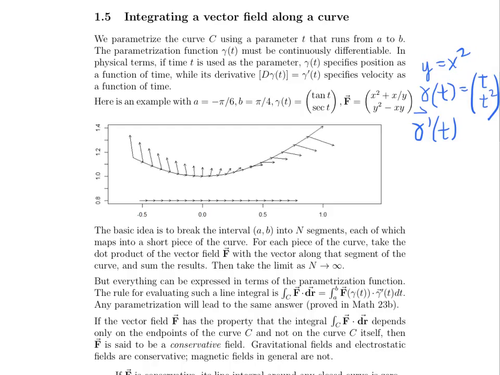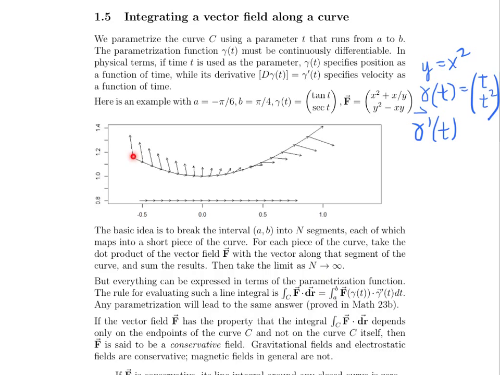Whatever the parameterization says x equals, we plug that into the vector field. Whatever the parameterization says y equals, we plug that in wherever we see a y in the vector field. So we do F composed with gamma of t, and then we dot it with dr, which is the direction of the path, because we've parameterized the path using gamma. We dot it with gamma prime of t, that vector. So this gives the dot product totally in terms of the parameterization. We then take the bounds of the parameter.